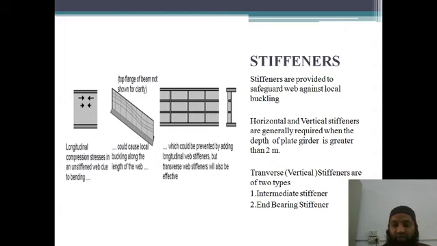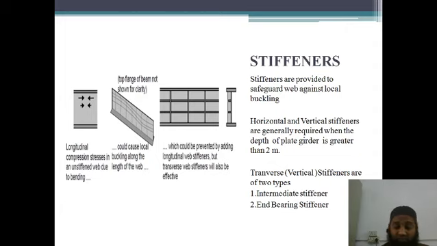Next, you can see horizontal and vertical stiffeners are generally required when the depth of the plate girder is greater than 2 meters. Now this is important here. When do we provide these horizontal and vertical stiffeners? The web sometimes, because of the external loads, when they are very high. As you can see, when the deck slab is designed, there is a very high amount of load coming over it. As there are different classes of vehicles, we have a tracked vehicle and a wheeled vehicle. Class A tracked vehicle has about 700 kilonewton of load. So it is a very high amount of load.